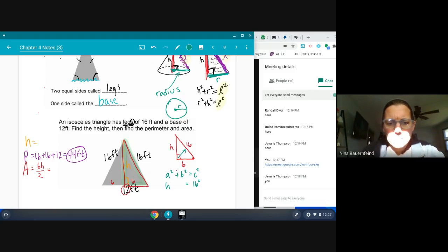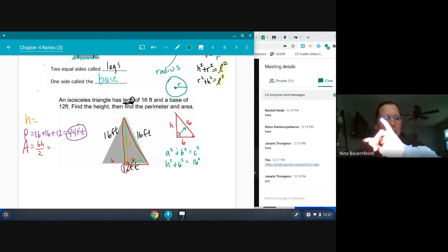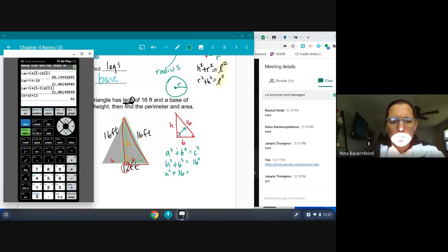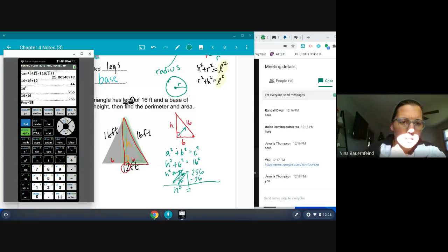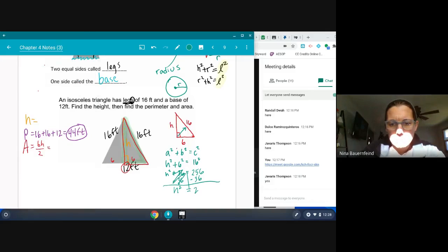And then we can just do h squared plus 6 squared, or 6 squared plus h squared. It doesn't matter. So 6 squared is 36. 16 squared, or 16 times 16, is 256. Drop our line and solve. So we're going to subtract 36, subtract 36. These disappear. So we have h squared is equal to 256 minus 36, which is 220.